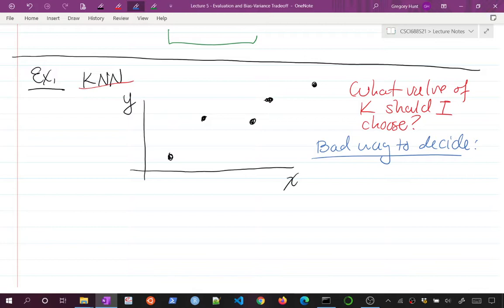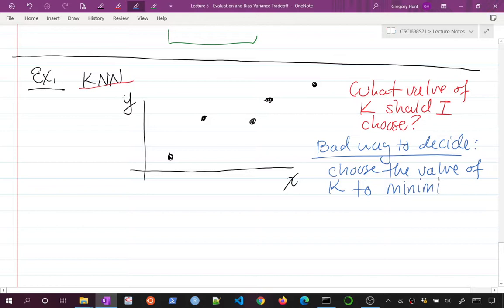The bad way to decide is I'm going to choose the value of K, number of neighbors I should choose, to minimize the training RSS. It doesn't seem totally insane, right? Because after all, we want it to do well on the training data set. The training data set is real data. We're trying to learn that relationship. And we have this value we have to choose. So why don't we just choose the one that's going to give us the best training RSS, right? Training RSS should give us some kind of evaluation metric, right?